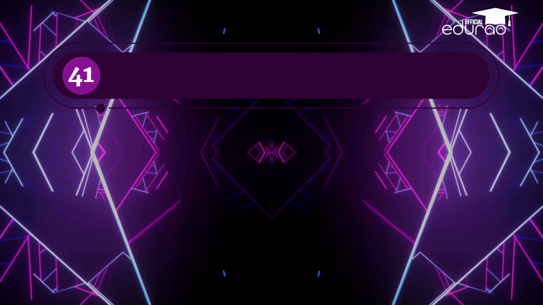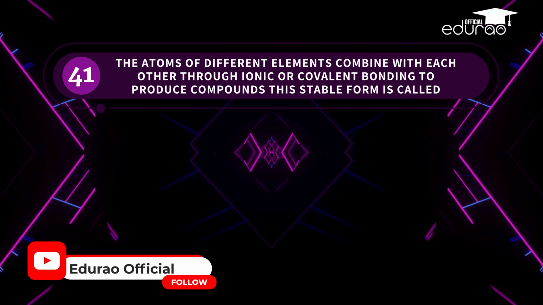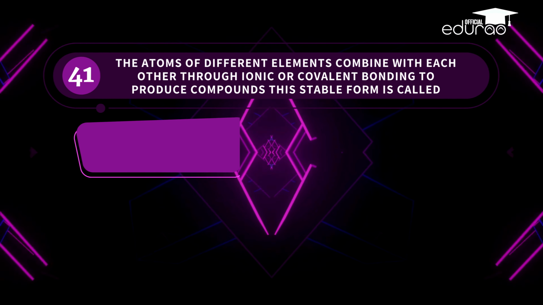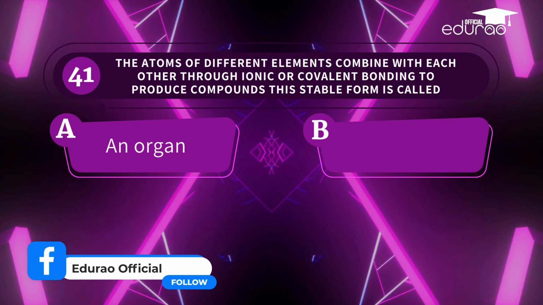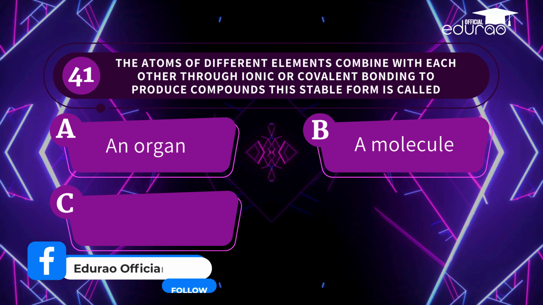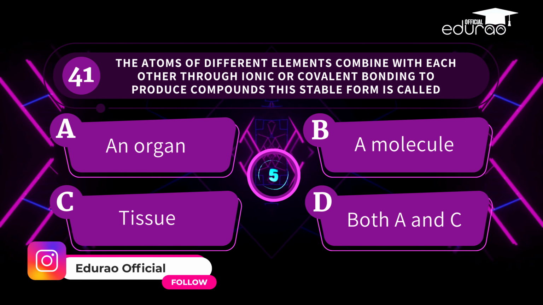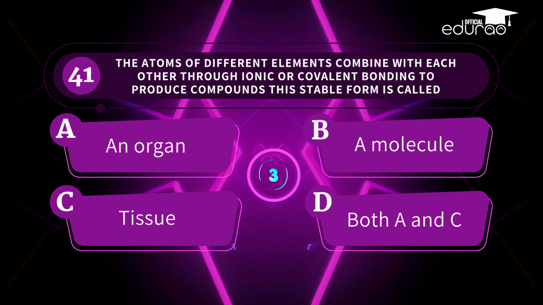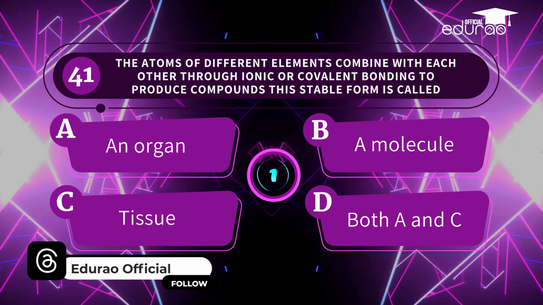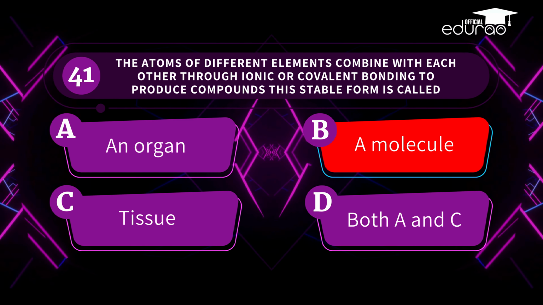Question 41. The atoms of different elements combine with each other through ionic or covalent bonding to produce compounds. This stable form is called A. An organ. B. A molecule. C. Tissue. D. Both A and C. That's right. You got it. The correct answer is a molecule.